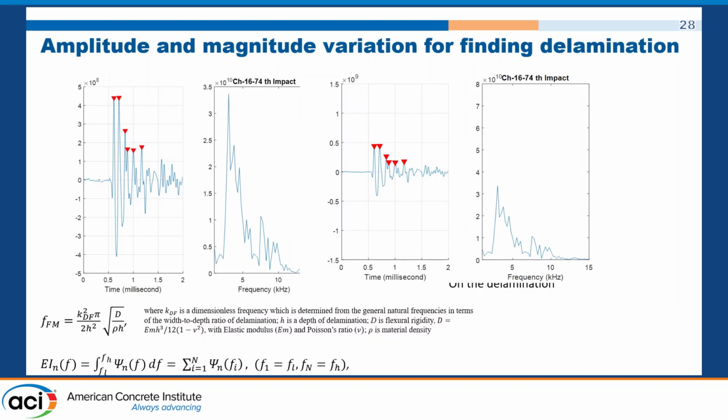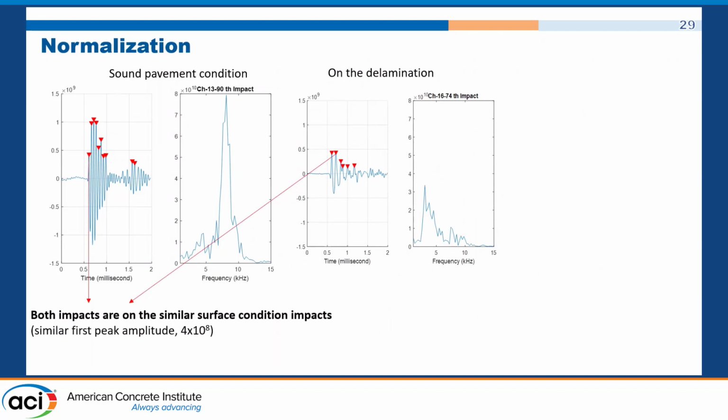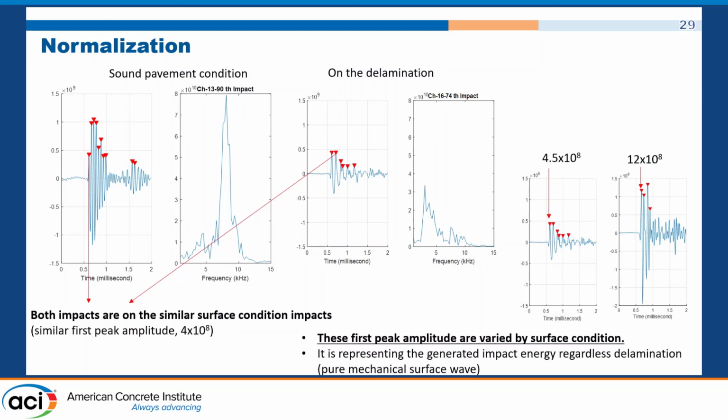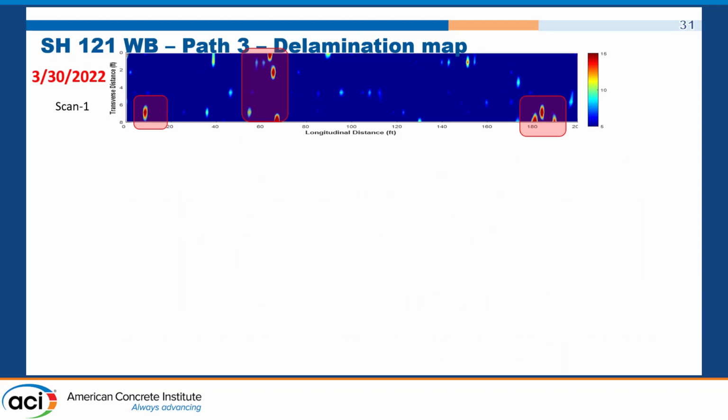So we tried a lot of different signal processing, and we found that regardless of delamination or surface condition or location, the first peak, which is the surface wave, is normally similar. So we normalize by that, and we can provide an in situ delamination map. We calculate all this energy in the 1 to 4 kilohertz range that we're processing here. Then we can create the map for the entire bridge length.